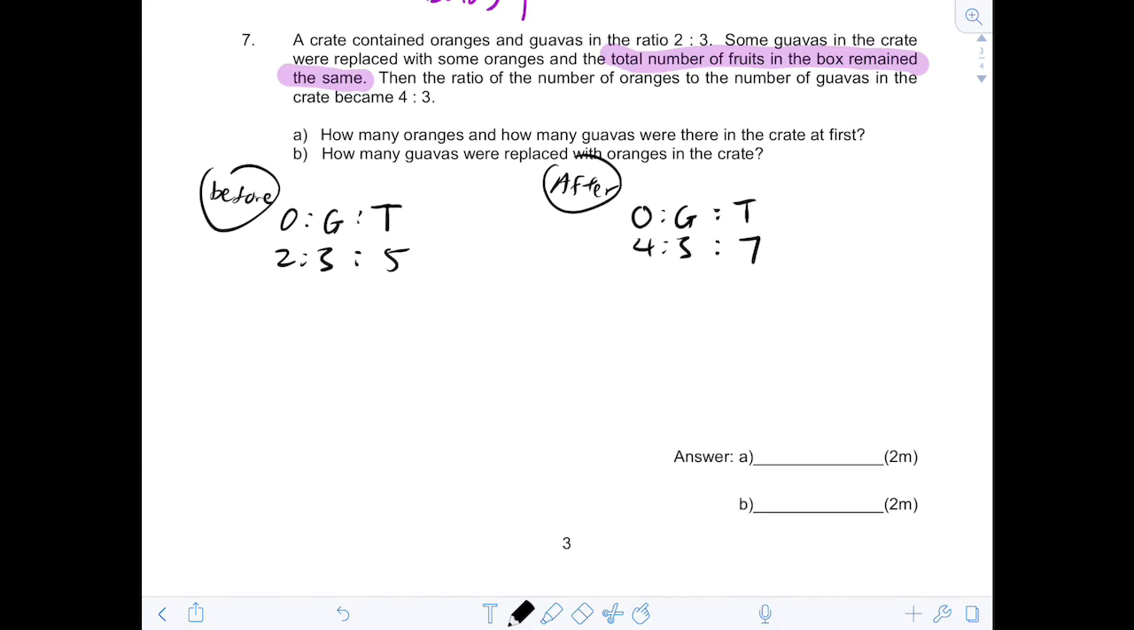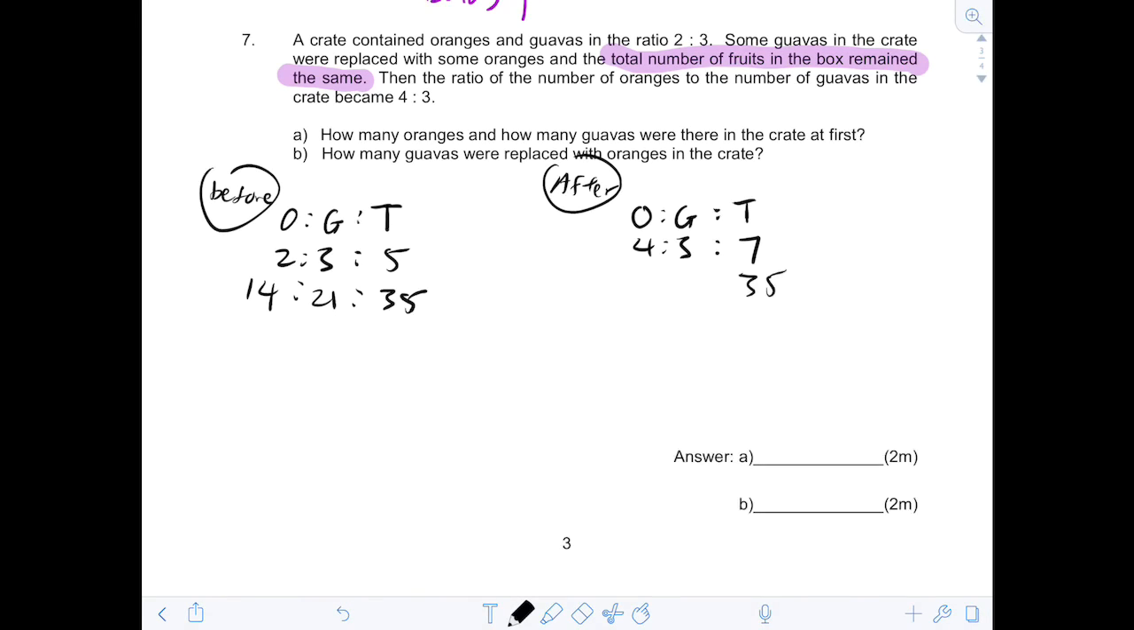Now since they say the total number of fruits is the same, if somehow we can manipulate our ratios in such a way that the total ends up the same, the 5 and 7 end up the same, we will be able to compare the left and right models, the before and after models, as same units. So for this case you see the 5 over here and the 7 over here. We're trying to make them into a common number, which is the closest I can see is actually 35. So from 5 to 35 you have to multiply it by 7. So the 3 you also multiply by 7, you get 21, and the 2 you multiply by 7, you get 14.